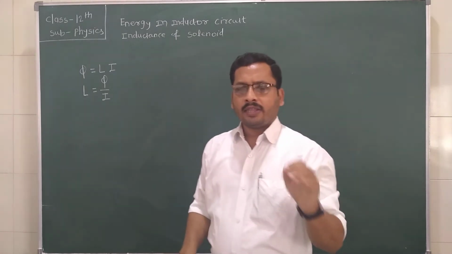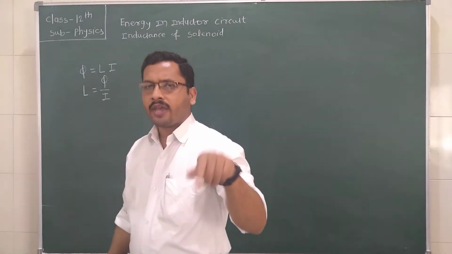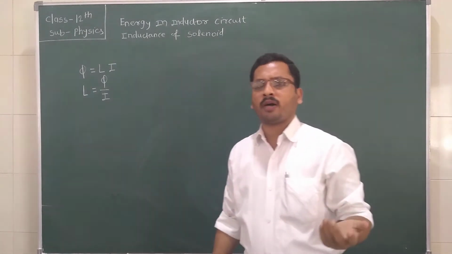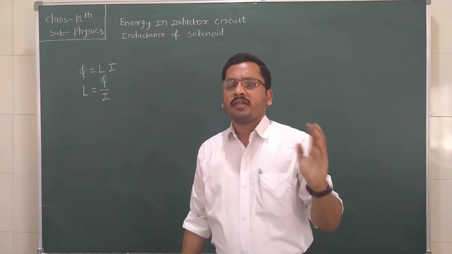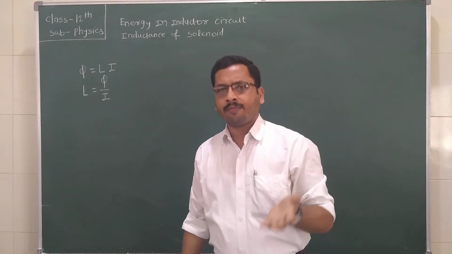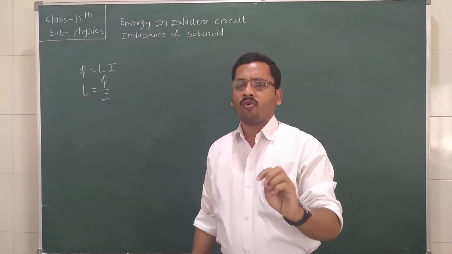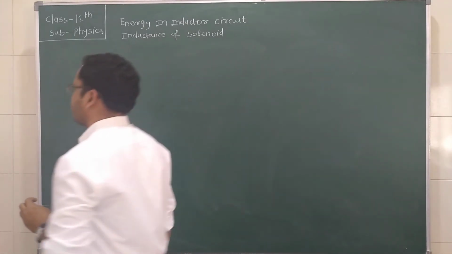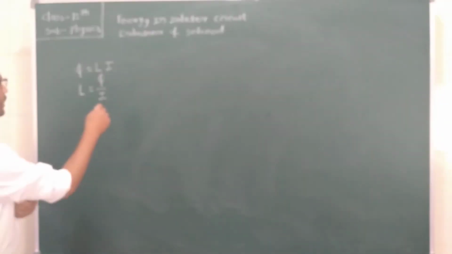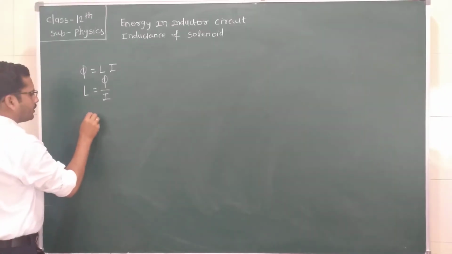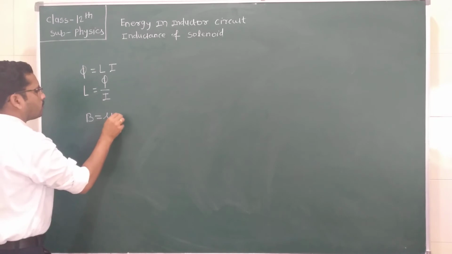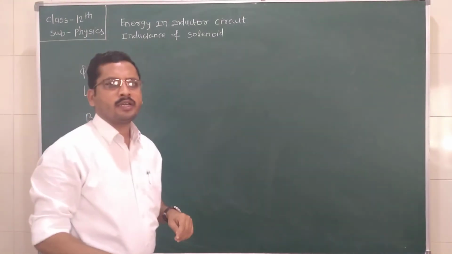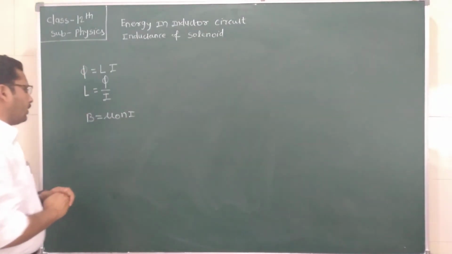Now in the case of a solenoid, a wire is wound on the solenoid and a current is passed through it. Then due to the current, a magnetic field is developed along the core of the solenoid, and this magnetic field is given by B is equal to mu 0 n I. This is the magnetic field produced at the center of the solenoid.